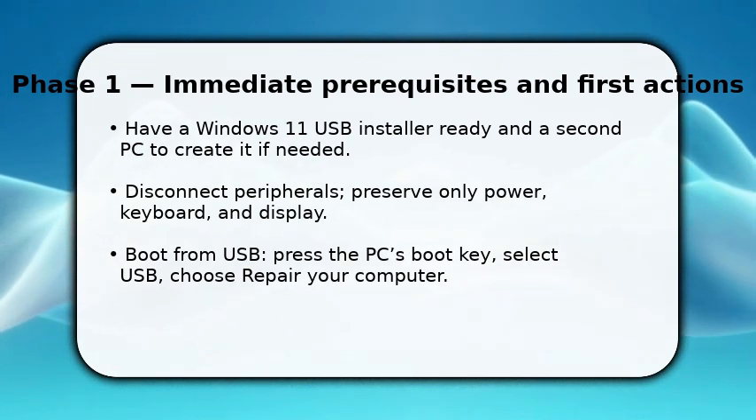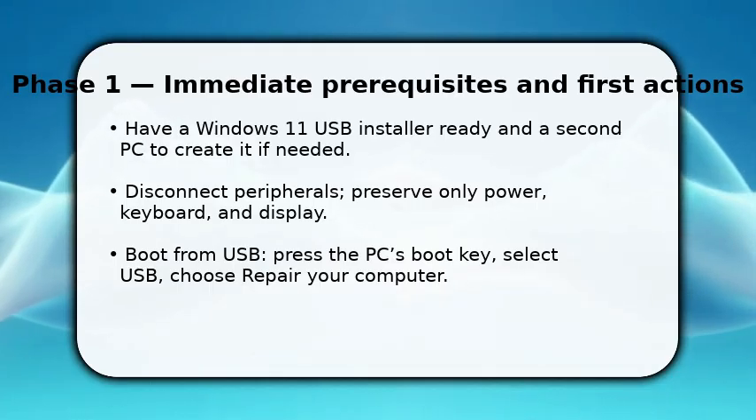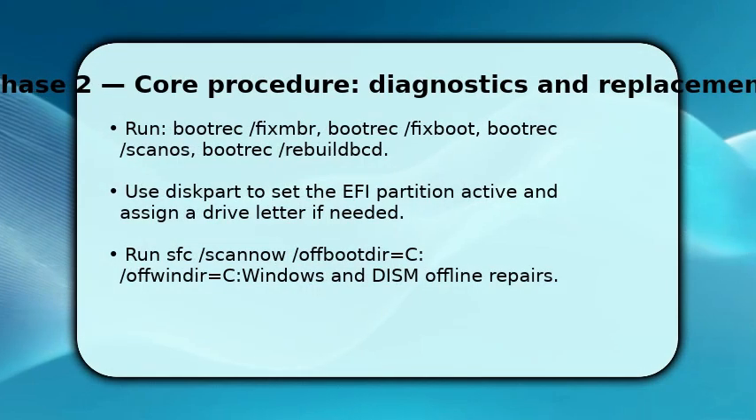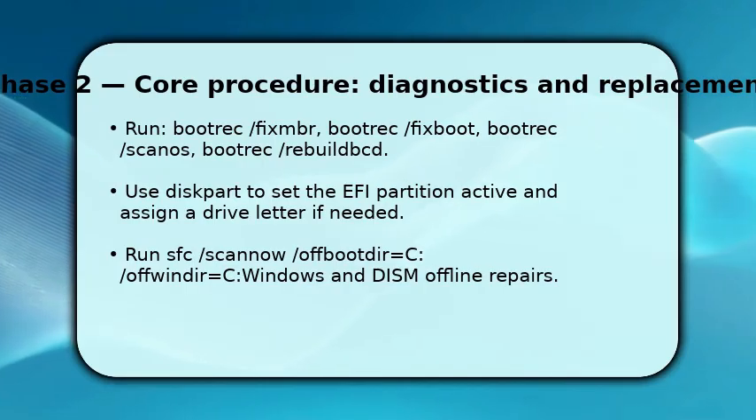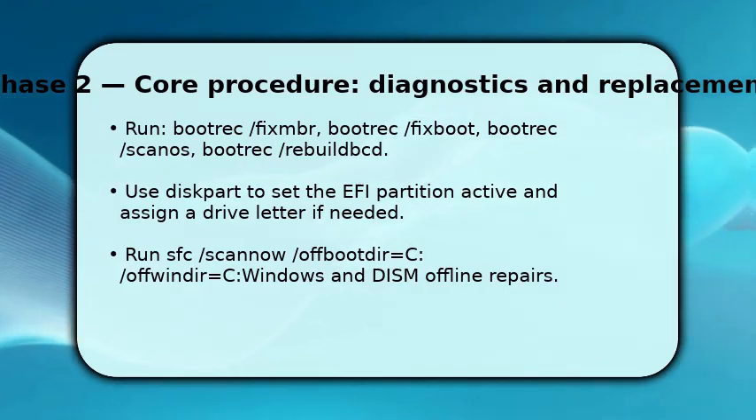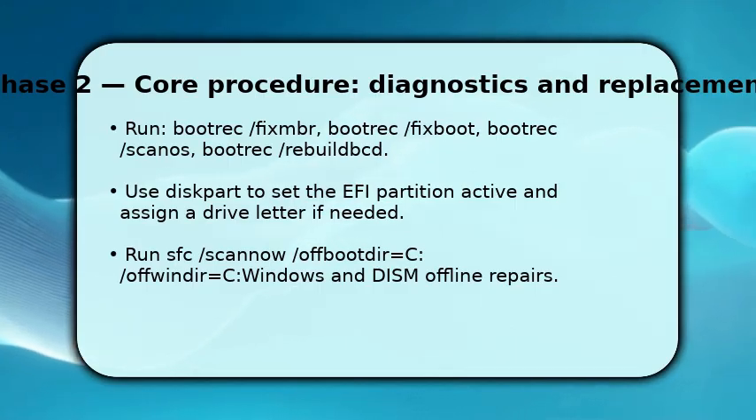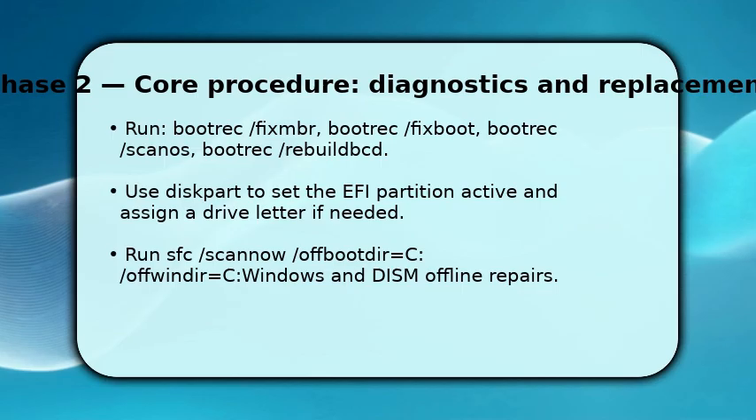You'll now repair boot records and system integrity. First, run bootrec commands to fix MBR and rebuild BCD. This targets corrupted boot configuration. If bootrec /fixboot reports access denied, use diskpart to list volumes, select the EFI partition, format as FAT32 if corrupted, then assign a letter and retry.